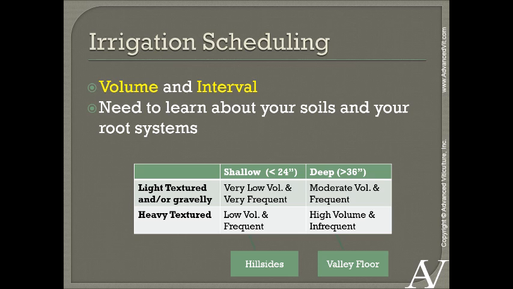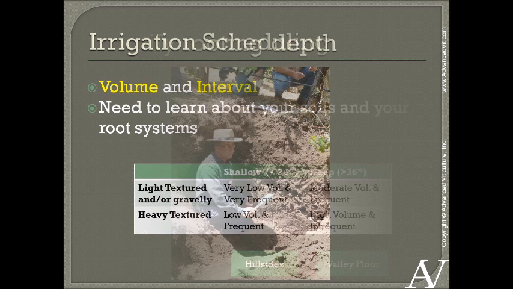In any case, the soil moisture probes will give you actual numbers here, so we don't have to say very low volume and very frequent. We can say exactly how many gallons you want to put on and how often. That's what I want to talk about now. Getting a little more specific.